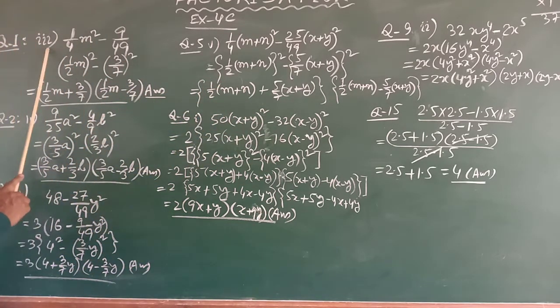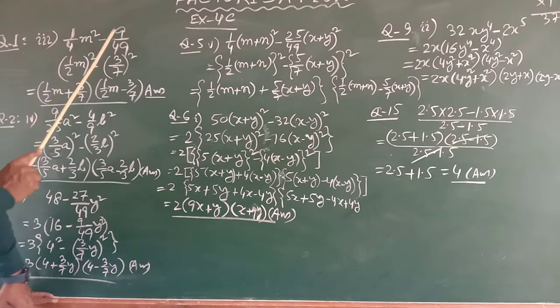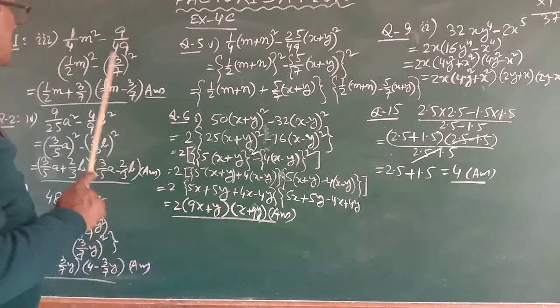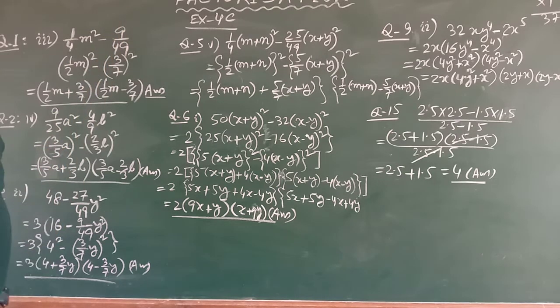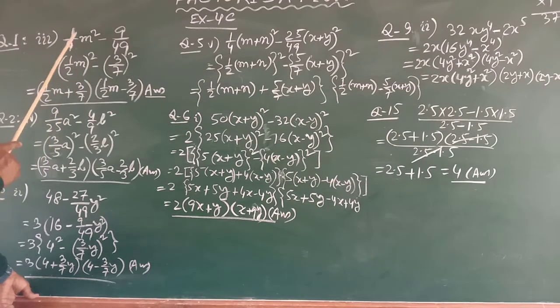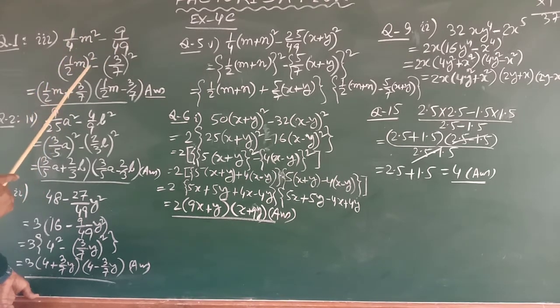I have taken question number 1, the third one, where it is given to you 1 by 4 x square minus 9 by 49. See, both terms have to be the square value of some base. It should be the square of something. This also should be the square of something, and the negative sign, minus, will always be there, because in a square minus b square you need to find a and b. In this case, a will be 1 by 2 x. 1 by 2 x whole square will become 1 by 4 x square, isn't it? Is that clear to you? Now 9 by 49 means 3 by 7 whole square.